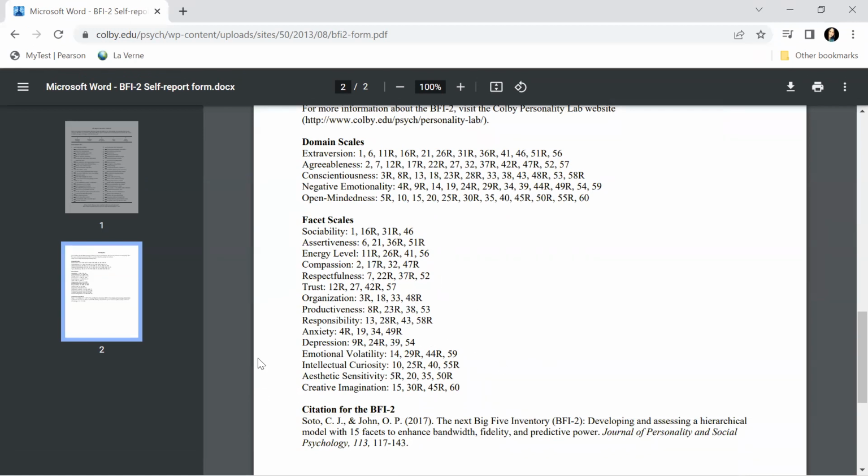But if you're studying, instead of one of the big 5, something like organization or compassion, this will tell you that there are actually 4 items on here that look at compassion, right?